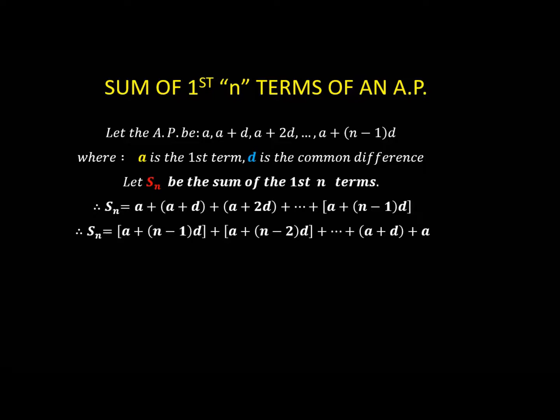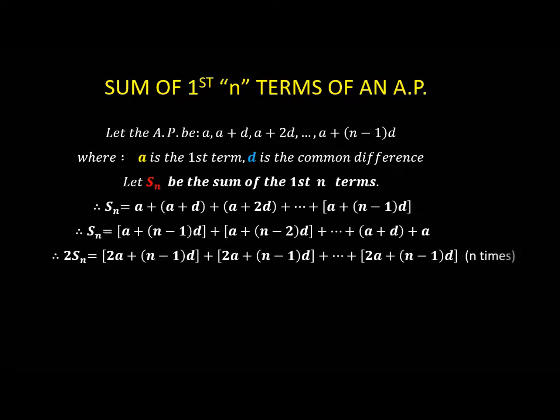So if you remember the next step, we added all the corresponding pairs of terms together. So the first term of our original arithmetic progression and the first term of our new arithmetic progression, the second term of the original and the second term of the new. So even in this case, we do the same thing, and on the left hand side, we get Sn plus Sn, which is 2Sn. So 2Sn is equal to 2a plus n minus 1 into d plus 2a plus n minus 1 into d plus 2a plus n minus 1 into d, n times, because we had n number of terms, so we keep adding this 2a plus n minus 1 into d n times.